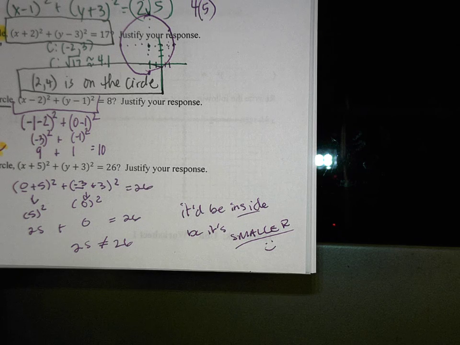Okay, any questions on this? Okay, so again, because 25 is smaller than 26, it's not going to quite reach that outside part of the circle.